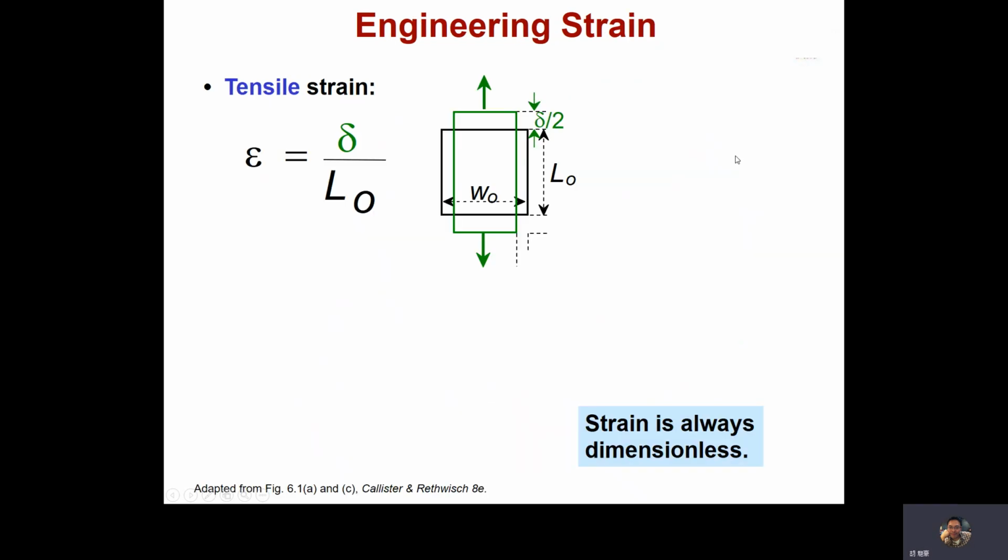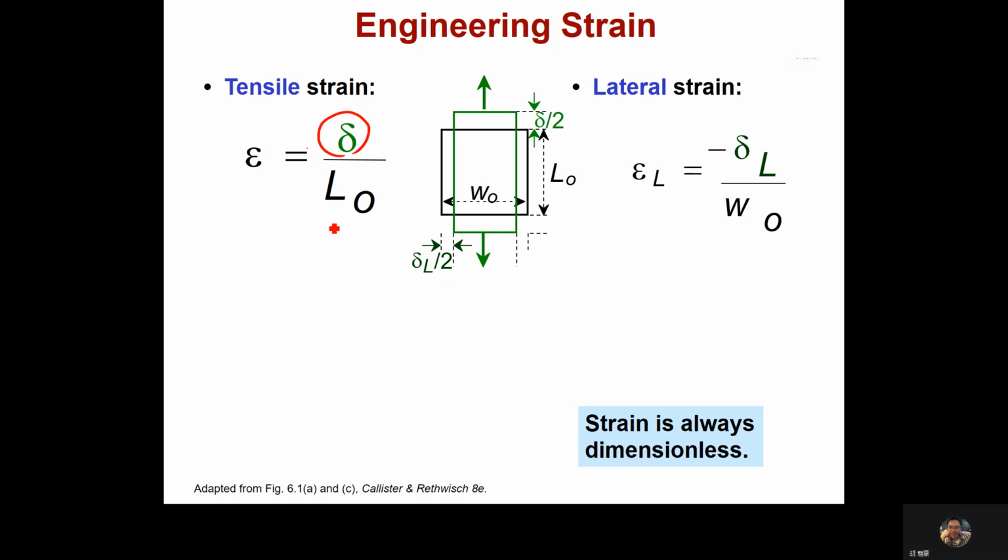So let's define a parameter called strain. Strain is the length change divided by its initial length. After the tensile test, the specimen must be stretched and the length must change, elongated. This length change divided by the initial length can be defined as the tensile strain.